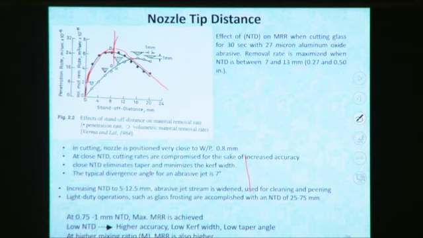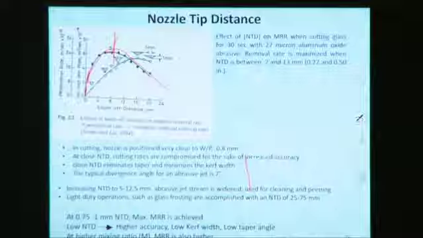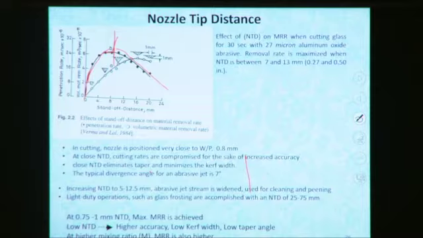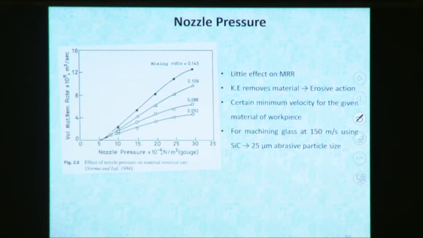At 0.75 to 1 millimeter nozzle tip distance, maximum material removal rate is achieved. A low nozzle tip distance is required for higher accuracy, low kerf width, and low taper angle. With a higher mixing ratio, the material removal rate will also increase. So now, nozzle pressure.